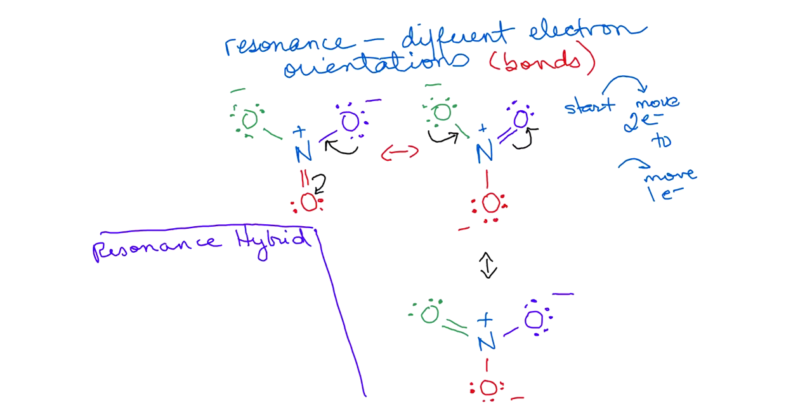So in my resonance hybrid, these bonds between the oxygen and the nitrogen are not single bonds and they're not double bonds. They're basically 1 1/3 bonds. The formal charge on the nitrogen is still positive, but each oxygen has a partial charge of -2/3. So that's my resonance hybrid. And this is only to indicate that my bonds are not single bonds, they're not double bonds, but in this case, they're basically 1 1/3 bonds.